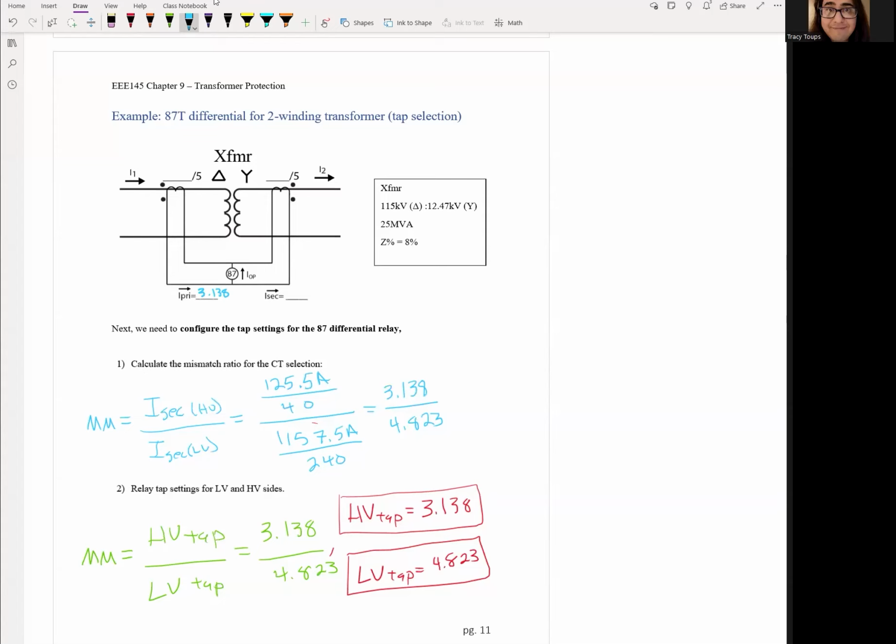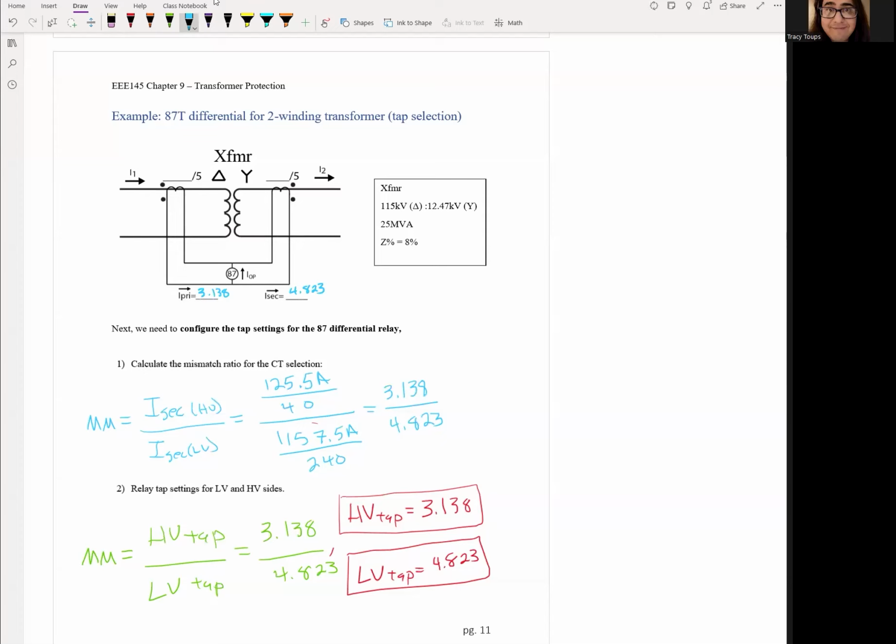Now on the low voltage side for the secondary, we have 1157.5 amps divided by 240, which is our 1200:5 ratio. That's 4.823. Remember, we only have roughly 5 amps or right below it. So on the low voltage side, 4.8 is very close to 5 amps, but on the high side, 3.13 is kind of far from 5 amps. It's not terrible, but it's not ideal. So we definitely have a ratio mismatch.